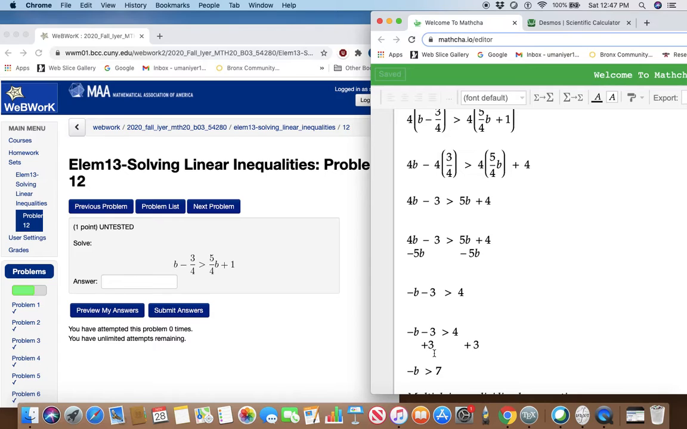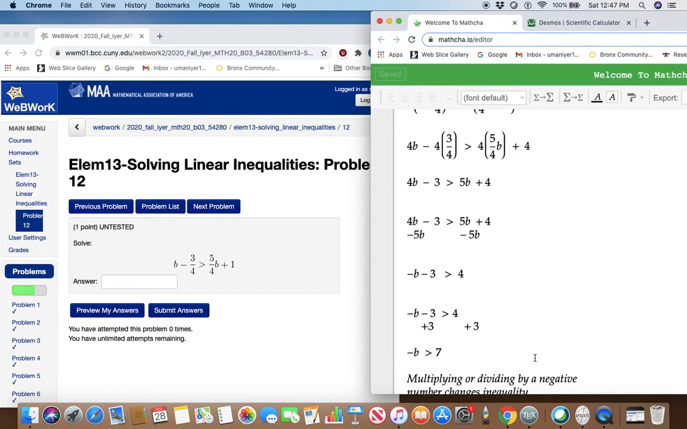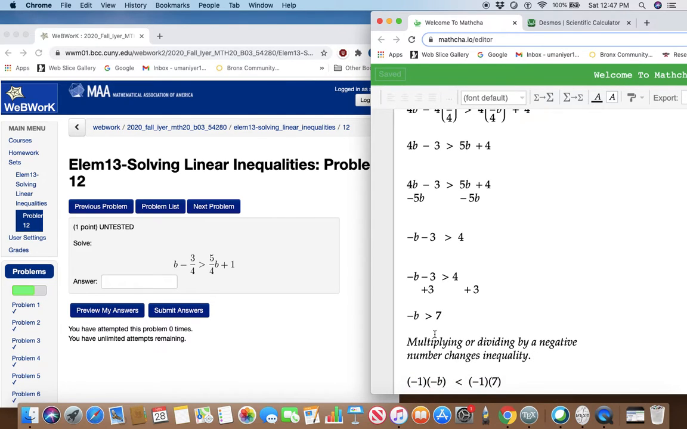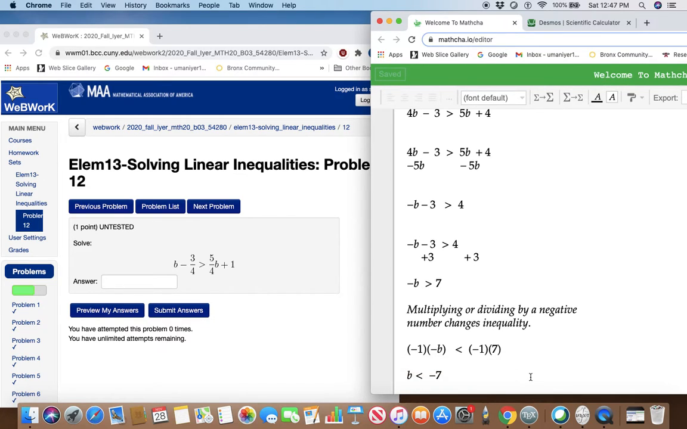Okay, these two cancelled. Now notice I have to get rid of the negative. I can do that by multiplying by negative 1. Although multiplying or dividing by a negative number changes the inequality. So I want to multiply by negative 1. So greater than becomes less than. Negative 1 times negative b is less than negative 1 times 7, which gives me positive b less than negative 7.